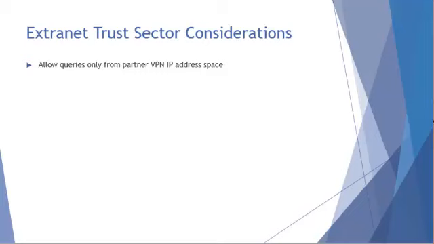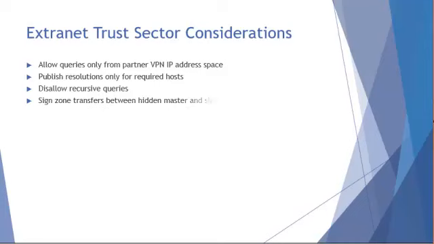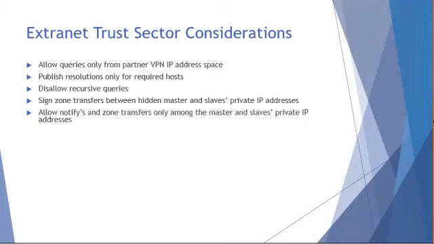You want your partner to access the VPN gateway, so allow queries only from the VPN IP address space. Publish resolutions in your DNS servers only for the internal hosts that they need access to. Disallow recursive queries. Again, you don't want to be chasing down queries. Just provide authoritative answers. Sign your zone transfers for the configuration of those servers supporting your extranet. Again, allow notifies and zone transfers only among those servers you've defined. And also on the master, allow queries from the slaves.